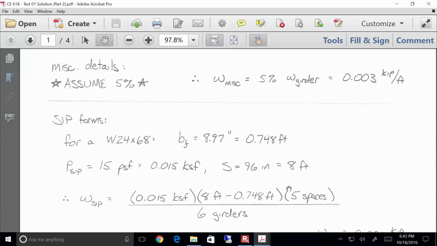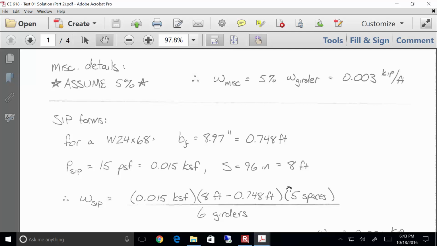Okay, now SIP forms, one thing that did sort of get me a little bit is any time that you're using quantities in the steel manual, you use the decimal values, the design values, not the detailing dimensions, and a lot of folks were using the 9, which maybe isn't as big of a deal here, but can be a big deal later when you're looking at flange thicknesses and whatnot. So the flange width in this case is 8.97 inches or 0.748 feet. Now the pressure load is 15 pounds per square foot and your girder spacing is 8 feet.